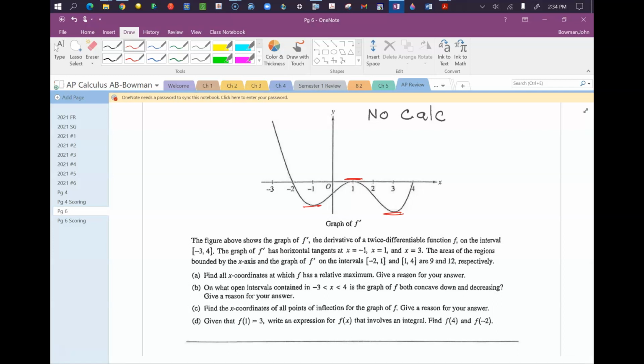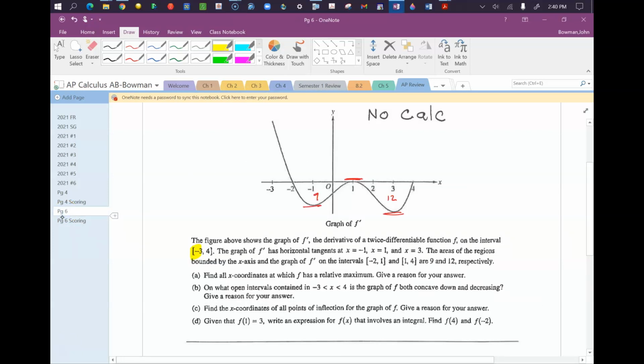The areas of the regions bounded by the x-axis and the graph of f prime on the intervals from -2 to 1 and 1 to 4 are 9 and 12 respectively. So this area is 9 and this area is 12. The first part of this asks to find all x-coordinates at which f has a relative maximum. Give a reason for your answer.